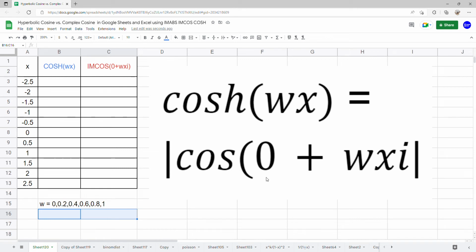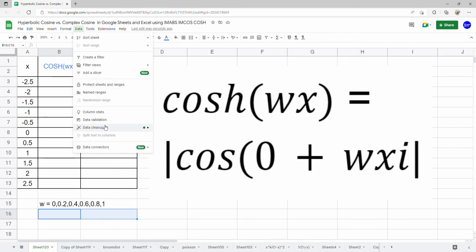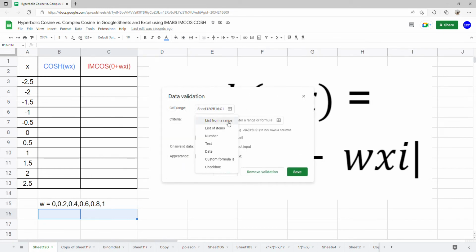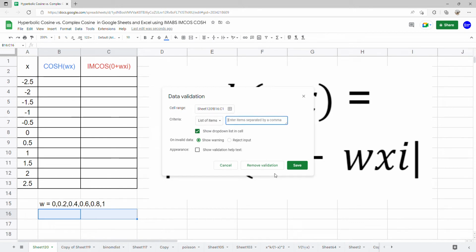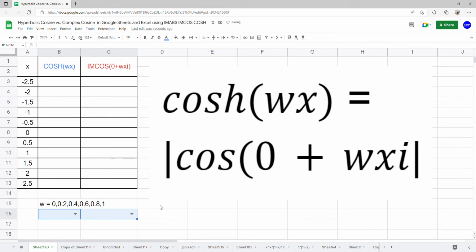In this video, to show the difference between hyperbolic cosine and complex cosine. We begin with the values of W. So that validation, list of items. W is 0 to 1. We can start with 0.